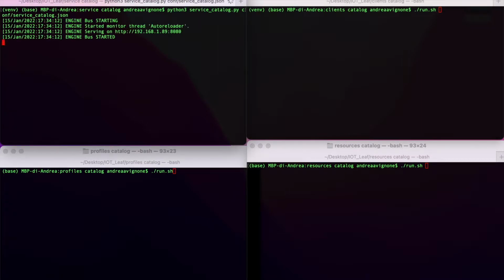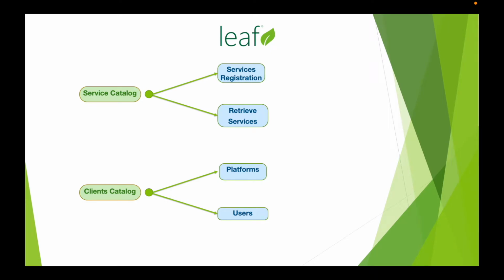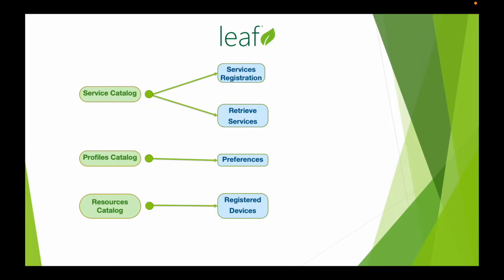The main service is the service catalog, since it is in charge of managing the registration of all the services in the system. The client's catalog instead stores the information of the produced and available platforms, as well as the information of the future users that will be registered on our system, so that we can link platforms and users. The profiles catalog stores the preferences associated to each platform and room, including names and parameters thresholds. The last of the catalogs is the resource catalog, which is crucial to keep track of all the IoT devices connected to the system, such as sensor, display, and so on.